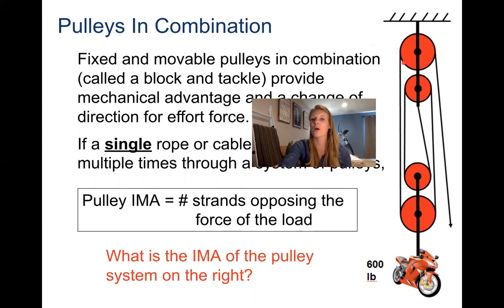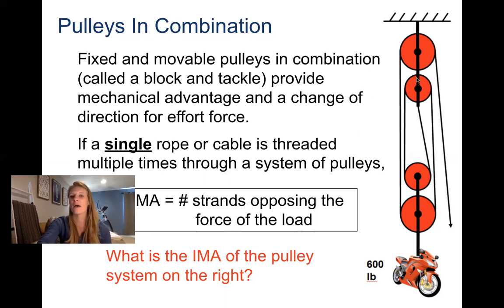I do want to talk about the fact that in this one, we have an IMA of however many times it goes around. That's the important thing. It's the number of strands opposing the force of the load. That's how we do IMA in these ones. So IMA before was IMA equals DE over DR, but in this one, it's a little bit different. It's actually just the opposing forces. How many strands do you have opposing it?